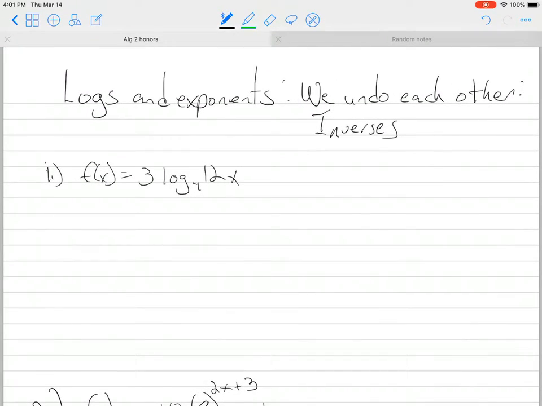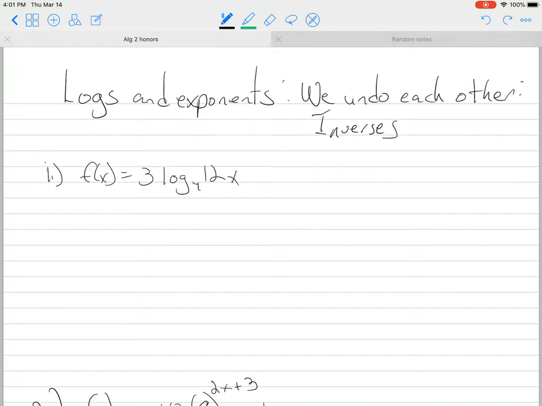I know you saw this in class, in my class, and I'm pretty sure Mr. Tillis's. So it's just a new inverse. Logs and exponents, we undo each other. So why don't you go ahead and build this using Gemma tables and find the inverse. So go ahead and do that.